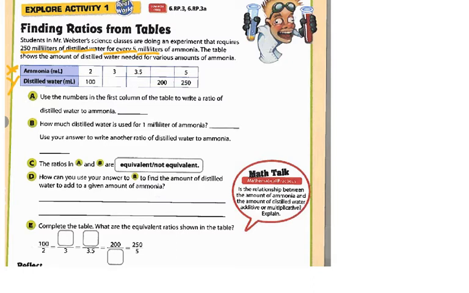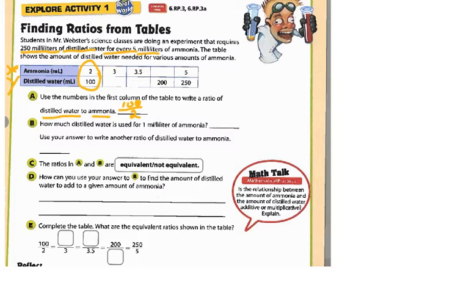So part A says, use the numbers in the first column of the table to write a ratio of distilled water to ammonia. So they want us to use, remember, columns go up and down, so they want us to use those numbers. And remember, your ratio has to match your words. It says to write a ratio of distilled water to ammonia. Well, water is on the bottom of the table, right? And ammonia is on the top. So my ratio here has to be written as 100 over 2, because my numbers have to match the words.